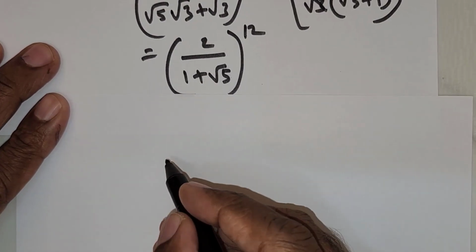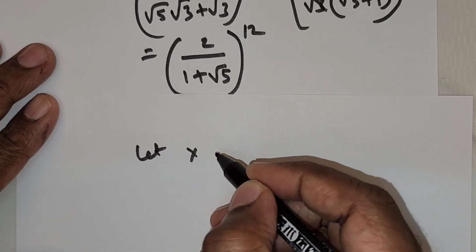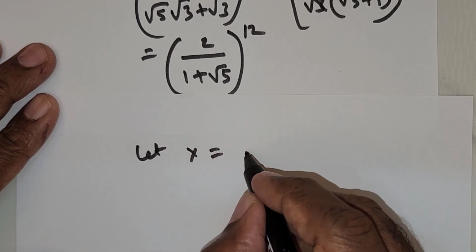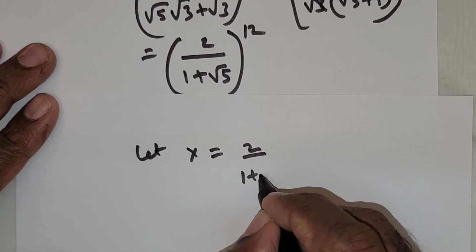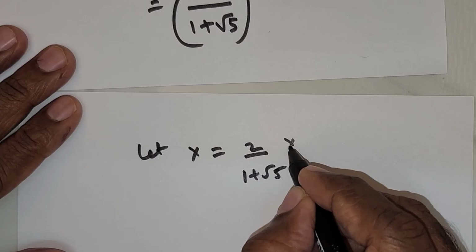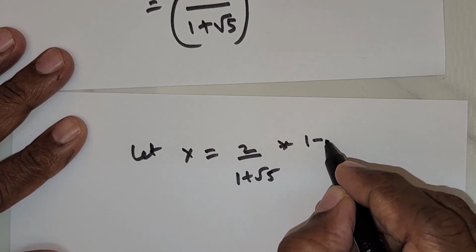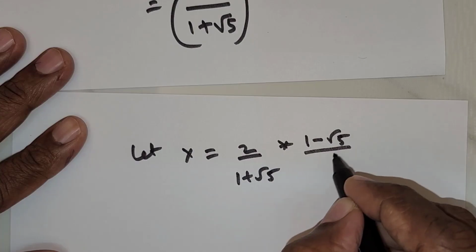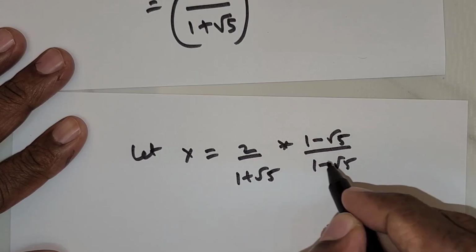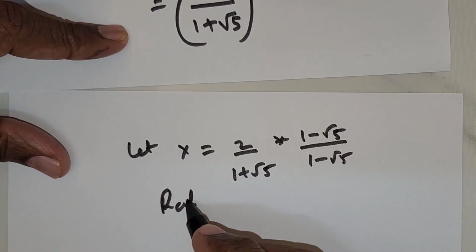Now what I wish to do here is take x to be equal to 2 over 1 plus root 5. Next I'm going to rationalize. I'm going to multiply the numerator by 1 minus root of 5 and divide by 1 minus root of 5. This technique is called rationalization.